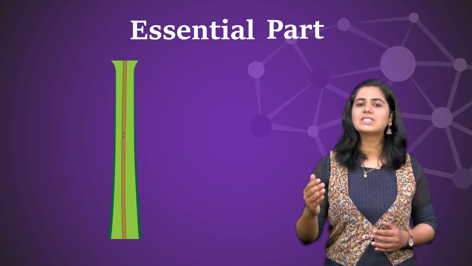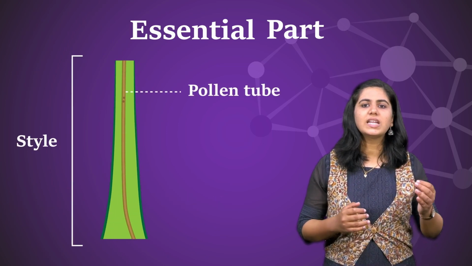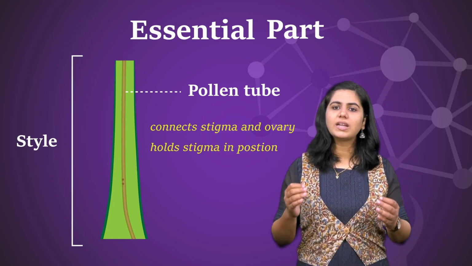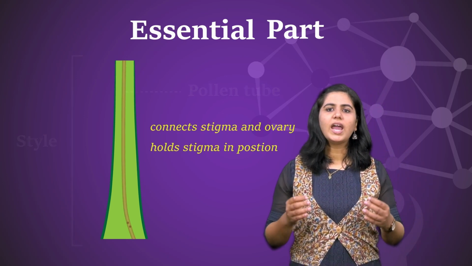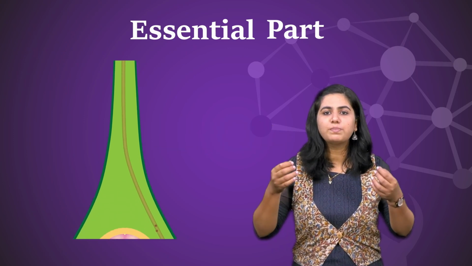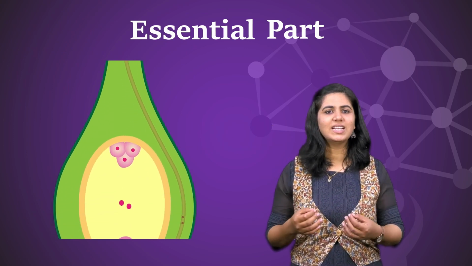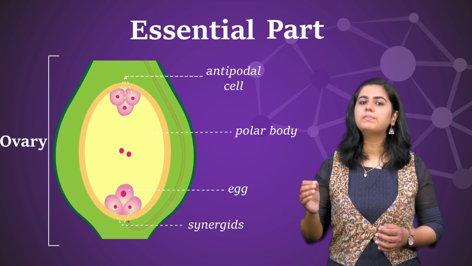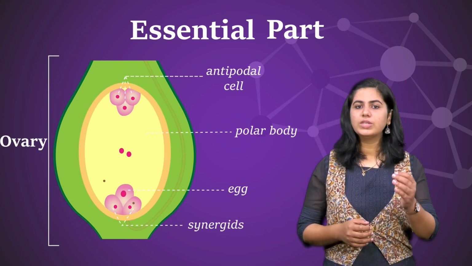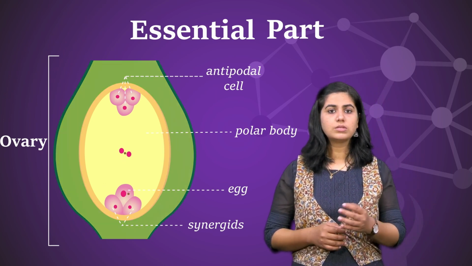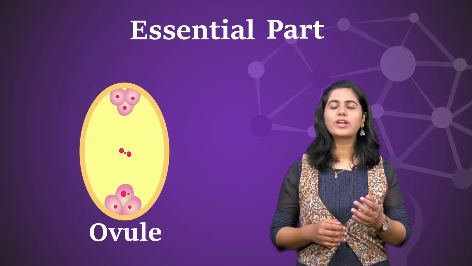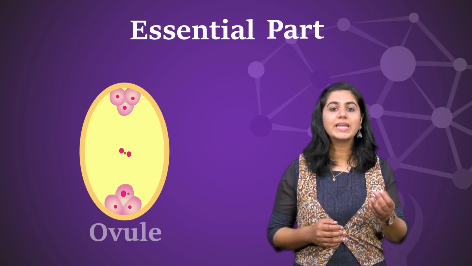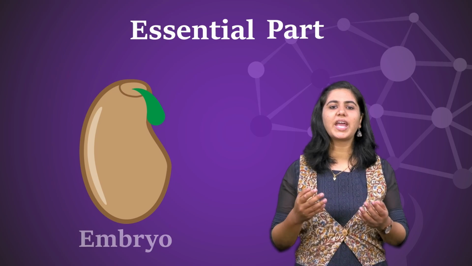Next comes the style. Style is a slender stalk that holds the stigma in position and connects the stigma to the ovary, and through which the pollen tube passes and fuses with the egg cell in the embryo sac. Ovary. It is a swollen basal part of the pistil which contains the ovule. So, what are ovules and what are their functions? Ovules are the female gamete that gets fertilized and becomes the embryo.